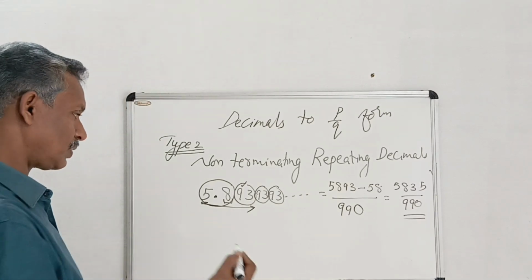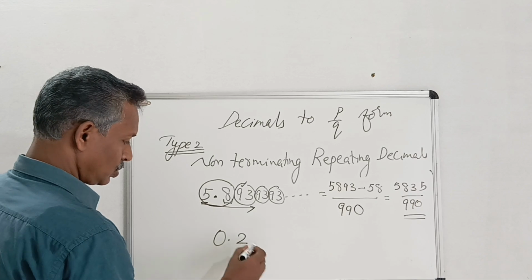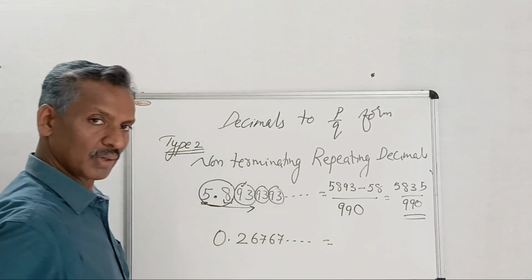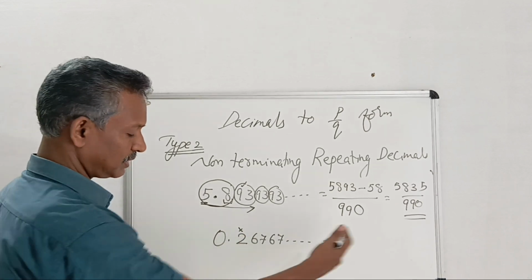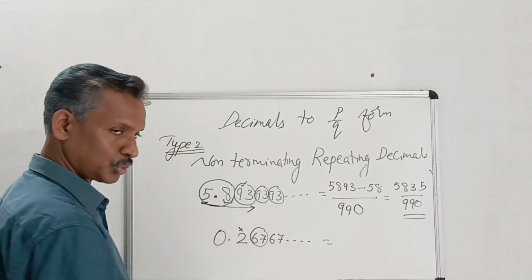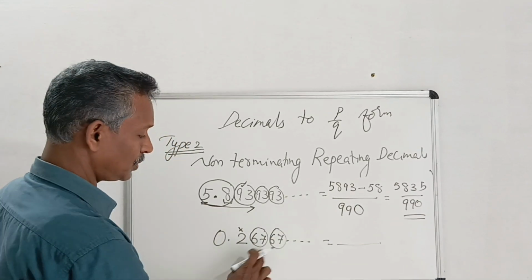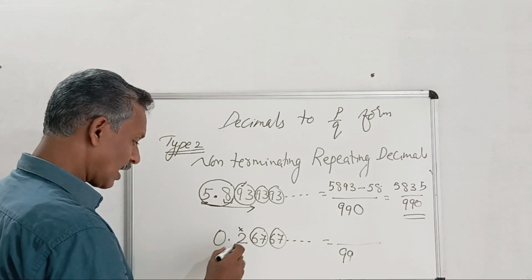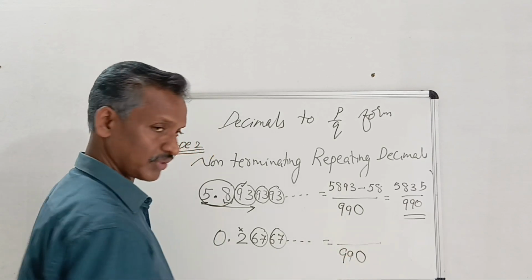Okay, let's do one more example. If it is 0.26767 like this, how many digits are repeating? 2 is not repeated because you cannot see 2 in the further stages. 2 is not repeated, so 1 digit is not repeated. How many digits are repeated? 2 are repeated. 67, 67, 2 digits are repeated, so you have to write 2 nines down. And how many digits after decimal are not repeated? 1 digit, for that you have to put 10.